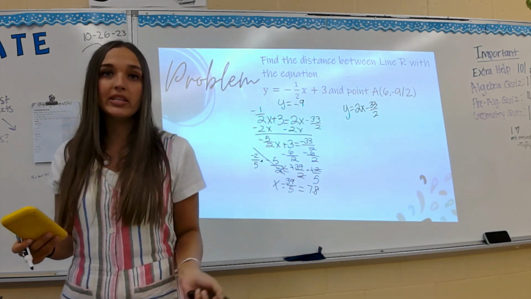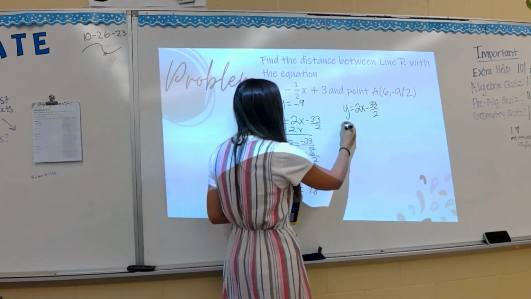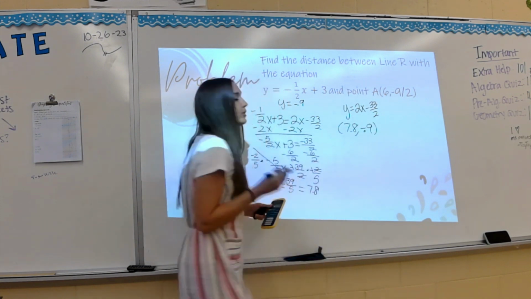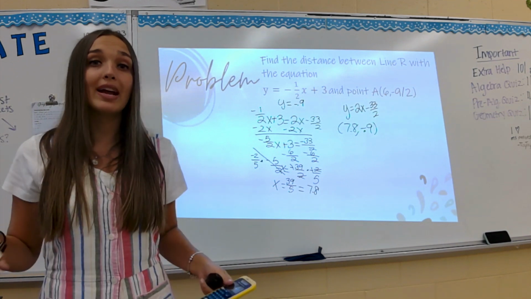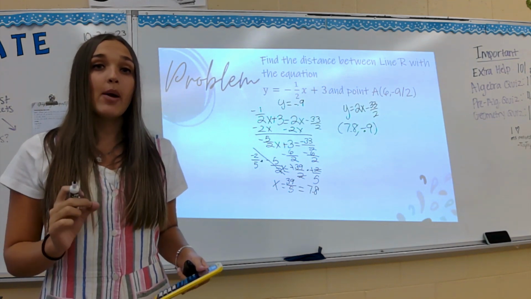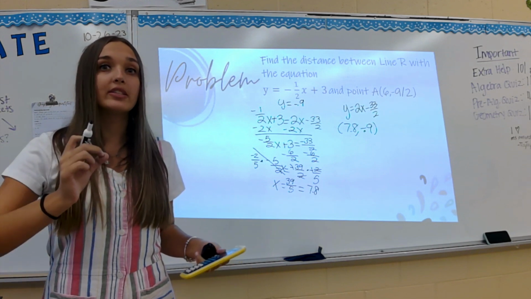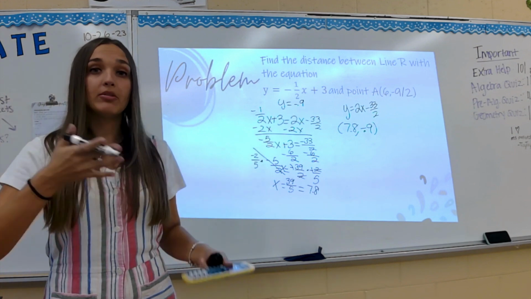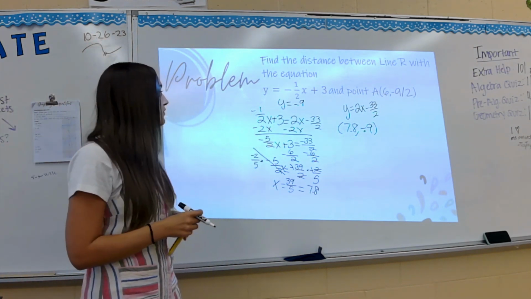So that has to be my point, otherwise I did something wrong. So my new point is going to be 7.8, comma, -0.9. So this is where my perpendicular line and my original line intersect. So now I have a point on my original line that I can use to find the distance between that point and our original point, to be able to find the distance between the line and the point.